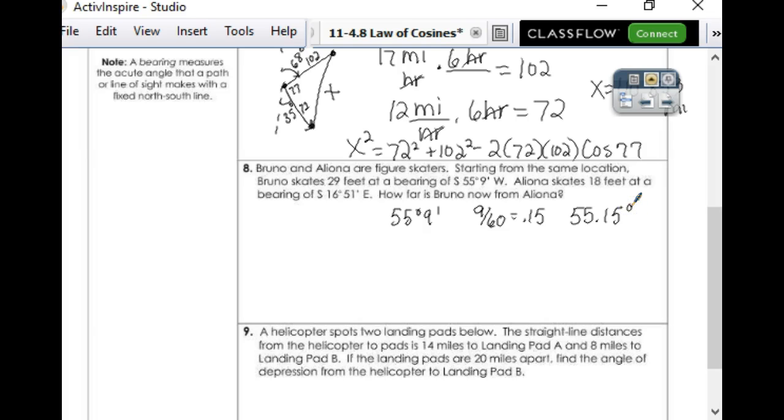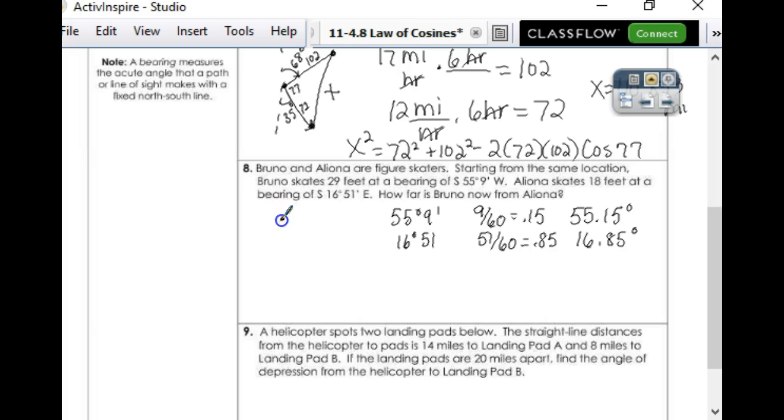And I'm going to change the 16 degrees and 51 minutes. You have to divide the 51 by 60. And what if there were seconds? What did I divide by if there were seconds? 3,600, right? So for the minutes, we divide by 60, and for the seconds, we divide by 3,600. Okay, so here's my degrees that I'm going to use when I draw this now.